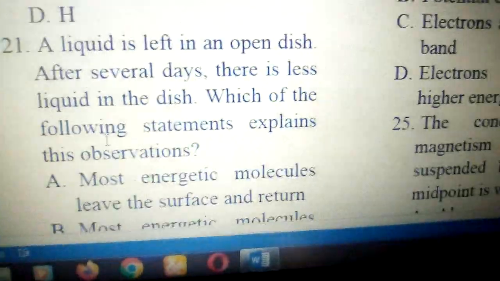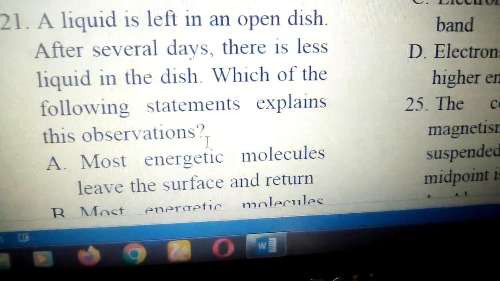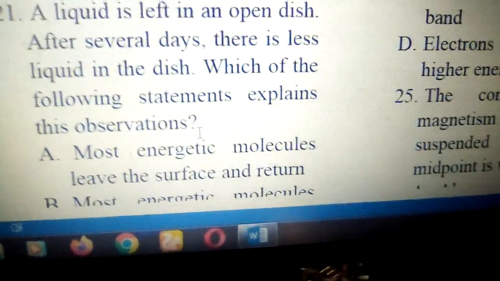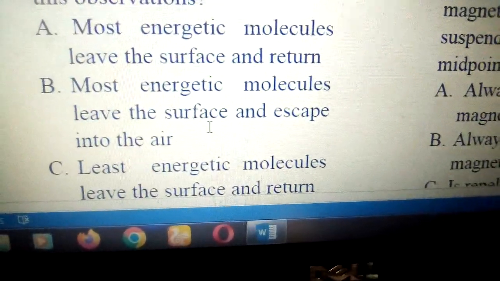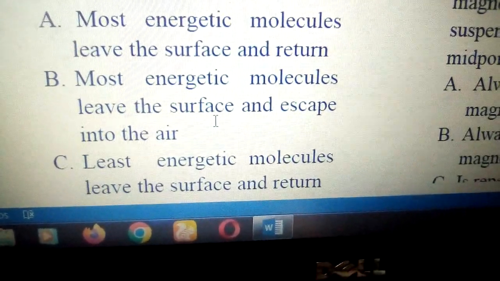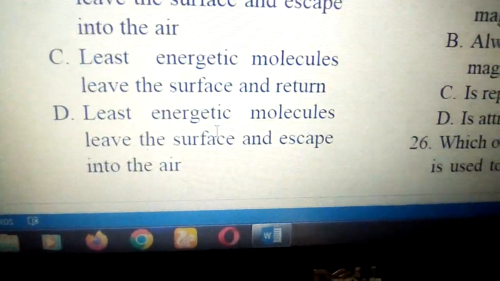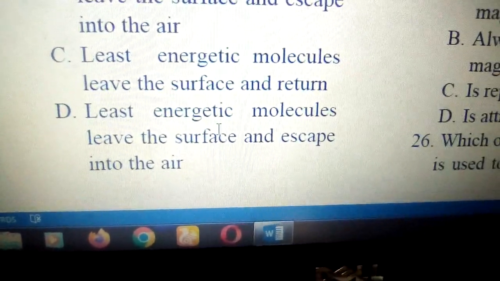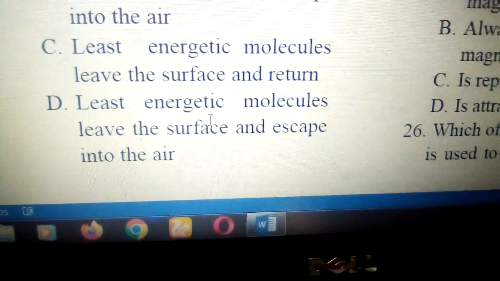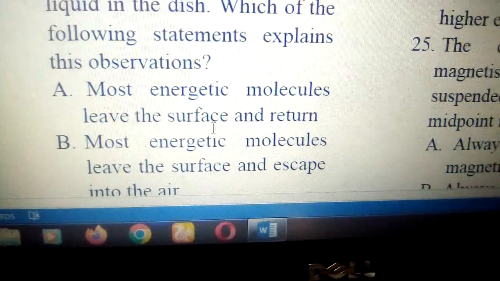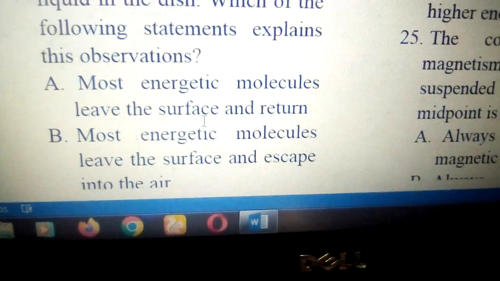Number 21. A liquid left in an open ditch for several days. There is less liquid in the ditch. The following statement explains this observation. Option A, most energetic molecules leave the surface and return. B, most energetic molecules leave the surface and escape into the air. Option C, least energetic molecules leave the surface and return. D, least energetic molecules leave the surface and escape into the air. The answer is B. Most energetic molecules leave the surface and escape into the air.